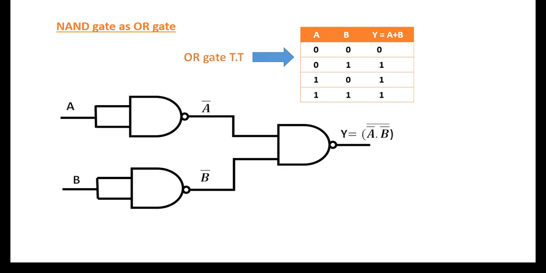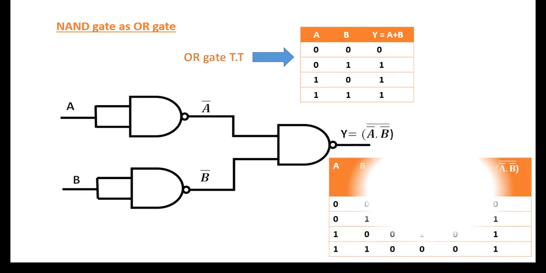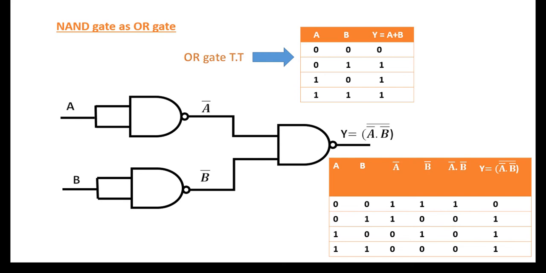Let's verify this by using the values of A and B. Here we have two inputs A and B, so the possible combinations for the inputs are 0 0, 0 1, 1 0 and 1 1, and the complements are these. A complement will be 1, 1, 0, 0 and B complement will be 1, 0, 1, 0, and we are calculating A complement dot B complement, the whole complement, that is our final output, equal to this one, which is exactly the same output as our OR gate. You can compare the result to the truth table of our OR gate.